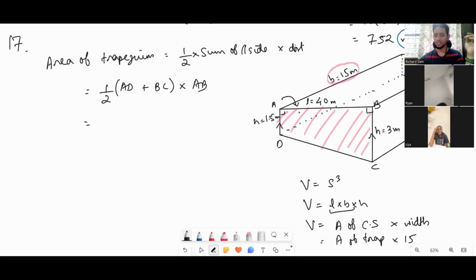So when we see over here, the cross-section is this shape, ABCD. That's a cross-section. So we have to do area of this cross-section into the third dimension. Third dimension is this breadth. So that's all we are doing: finding the area of the cross-section and multiplying that with 15. The cross-section is what shape? Trapezium. So that's why we're using the area of trapezium formula to find the cross-section. Is it clear?